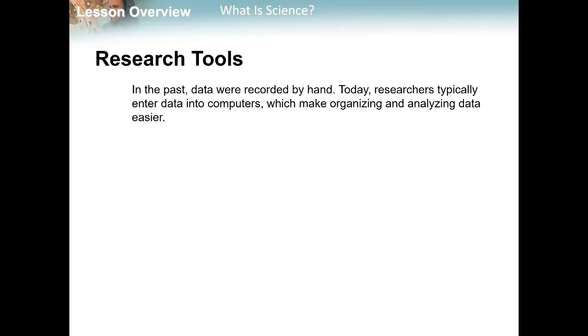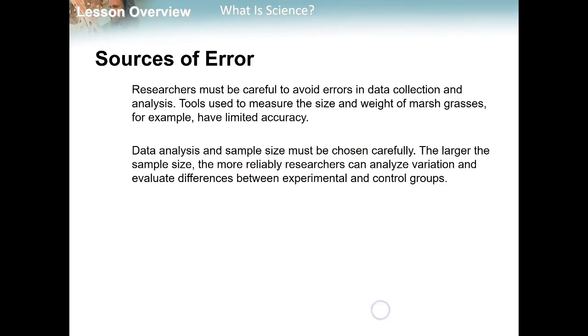When we look at the history of recording, most of everything was done by hand. They were journaled in lab journals. Today we're just going to enter that data into computers, and that makes organizing and gathering the data a lot easier. One of the things that we have to watch out for is errors. And errors are going to happen. And when errors happen, they can affect the data that we're collecting.